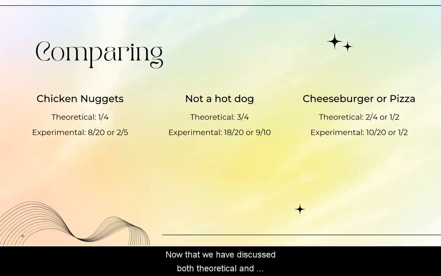Now that we have discussed both theoretical and experimental probability, let's compare our results. While you are looking at the results from the activity we just did, I would like for you to pause this video and answer these questions. 1. What do you notice about the probabilities for each problem? 2. Are any the same or are any of them different? 3. Why do you think this happened? Okay, go ahead and stop!